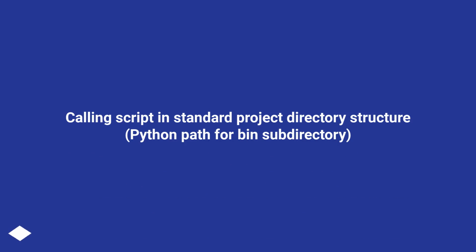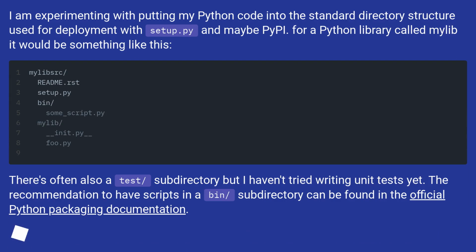Calling script in standard project directory structure, Python path for bin subdirectory. I am experimenting with putting my Python code into the standard directory structure used for deployment with setup.py and maybe pip. For a Python library called mylib, it would be something like this.